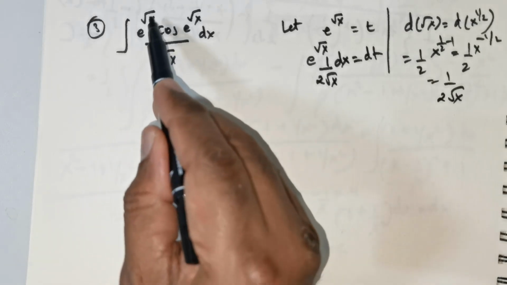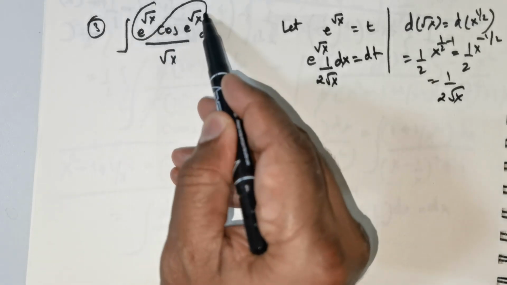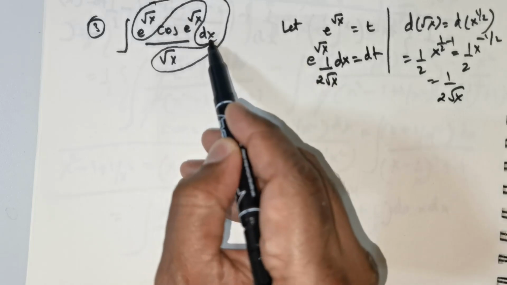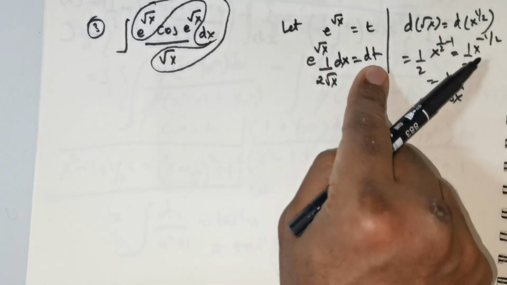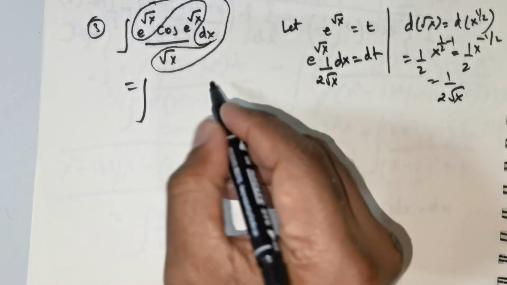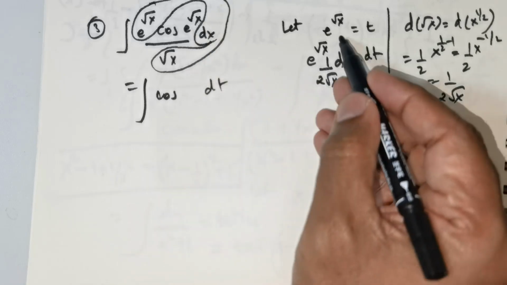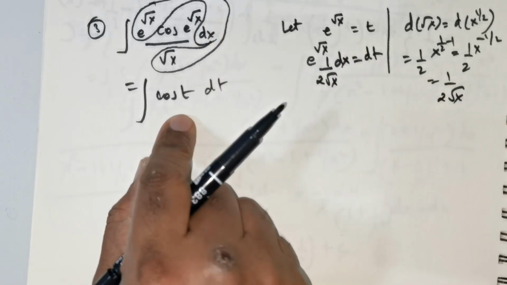So I can clearly substitute this and this to be dt, right? So this is equal to dt, and cos of e raised to the power of root x is going to be cos t. So you get the integral of cos t dt.